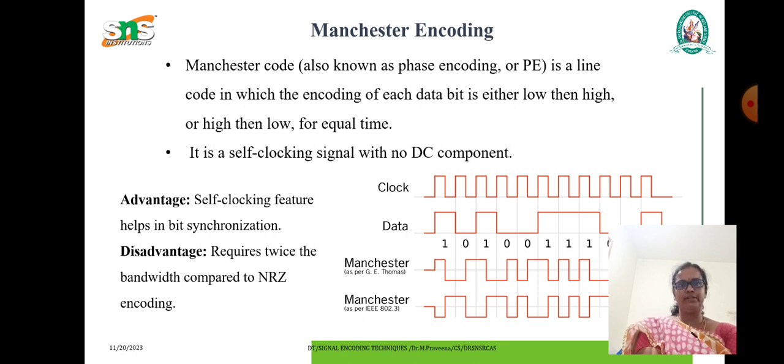The main advantage of Manchester encoding is its self-clocking feature, which helps in bit synchronization. But there is also one disadvantage: it requires twice the bandwidth compared to NRZ encoding.